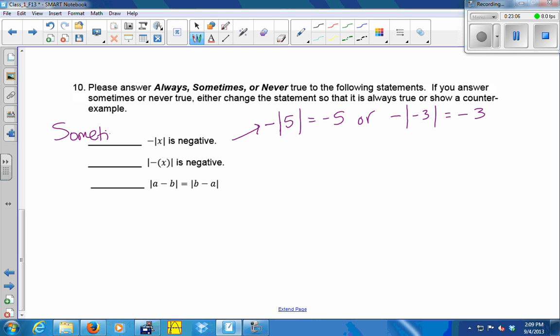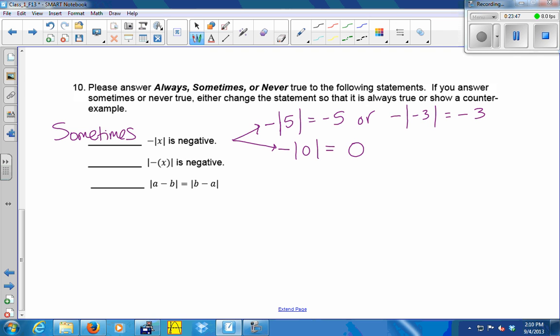Sometimes. There's one time when it's not. If I put a negative outside and the absolute value of 0 is 0, which is not technically negative. It is neither negative nor positive. It only takes one time. Okay, you could do that. It is always true except for 0. You can write that if you want.